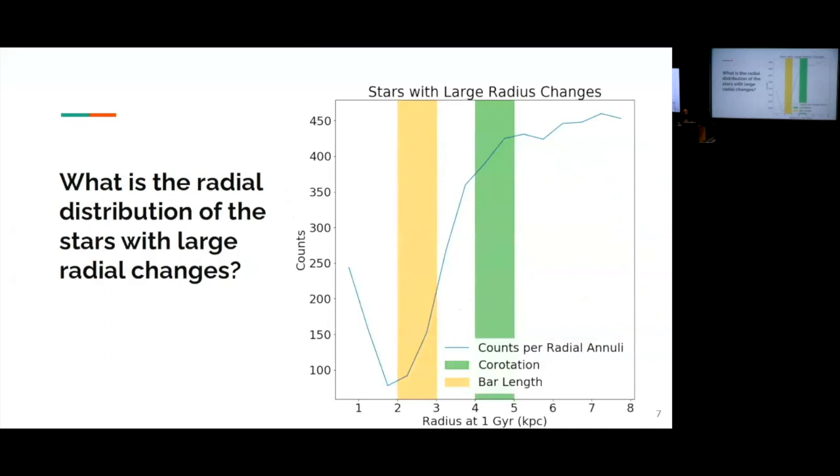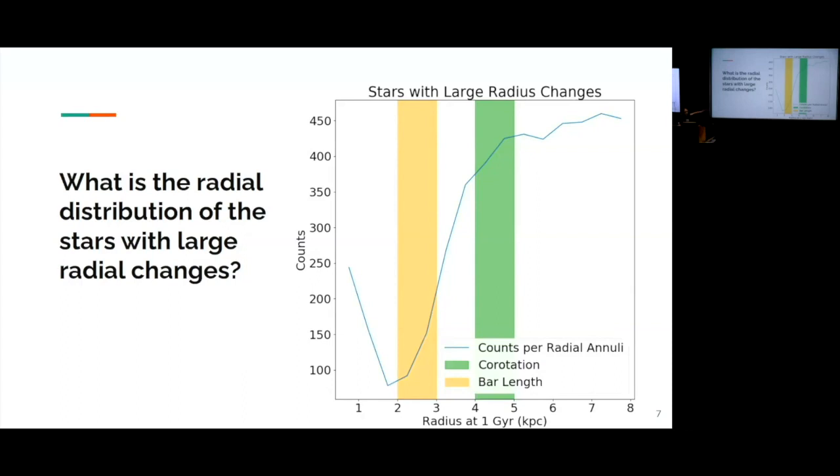Now that I have these stars that I flagged as having large radial changes, I can ask questions like, what is the radial distribution of these stars? What is the starting radius of these stars? Do they happen more frequently at certain radii than others? What does it look like in the plane?